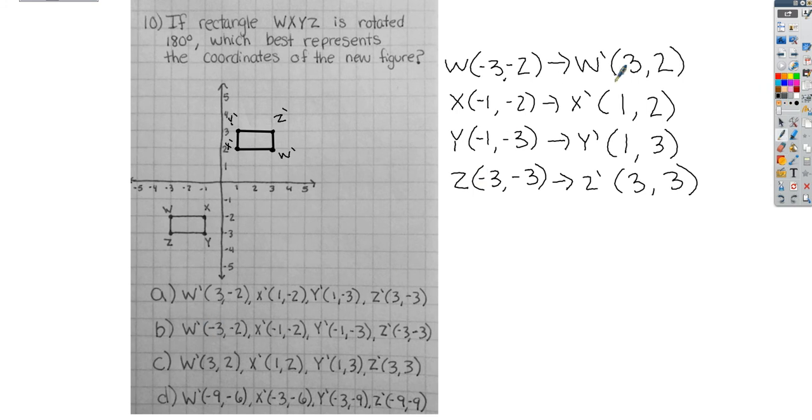So we're looking for one that has W prime as 3, 2. Okay, so probably C. X prime as 1, 2. Y prime as 1, 3. And Z prime as 3, 3. So our answer would be C.